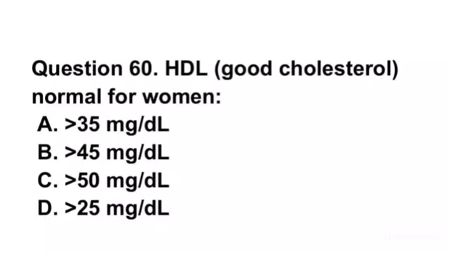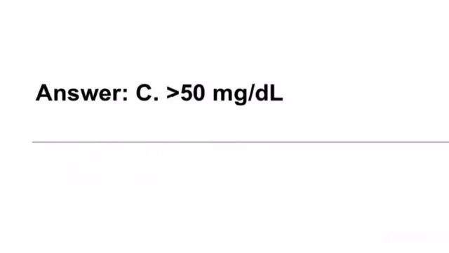Question 60. High-density lipoprotein, HDL, good cholesterol, normal for women. A. Greater than 35 mg per deciliter. B. Greater than 45 mg per deciliter. C. Greater than 50 mg per deciliter. D. Greater than 25 mg per deciliter. Answer: C. Greater than 50 mg per deciliter.